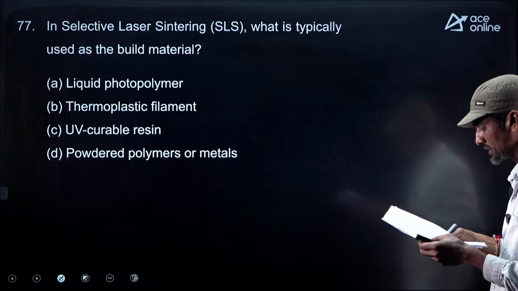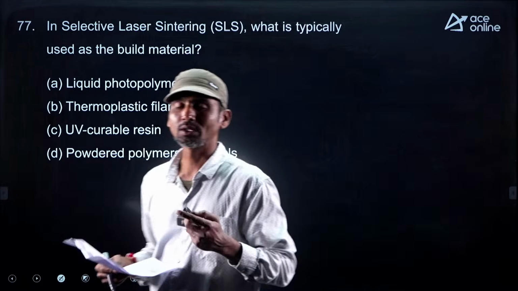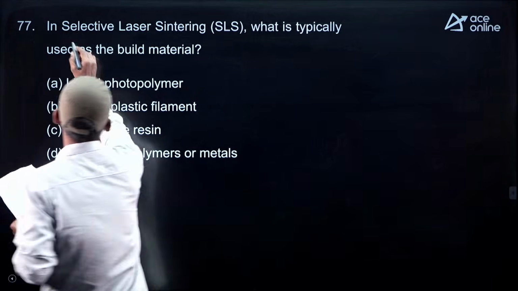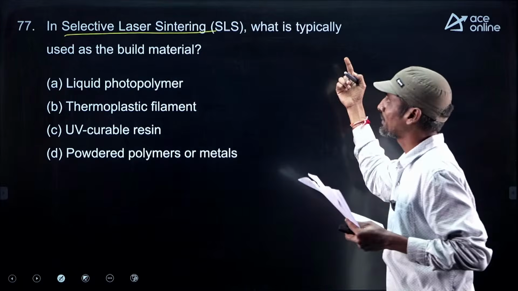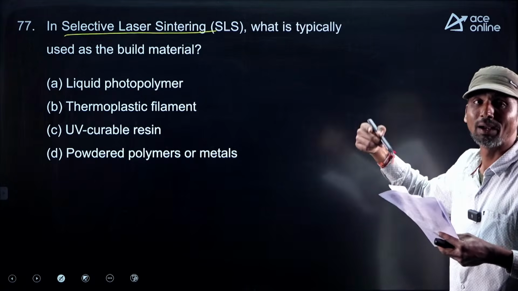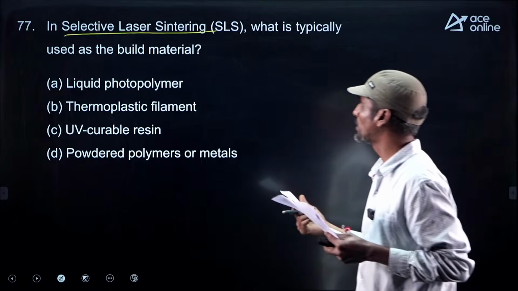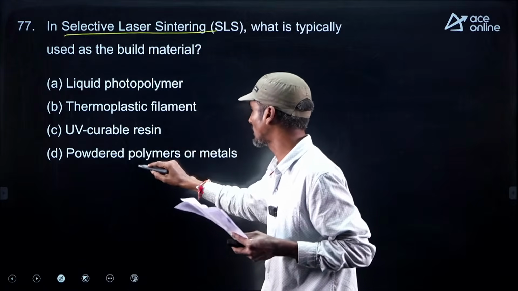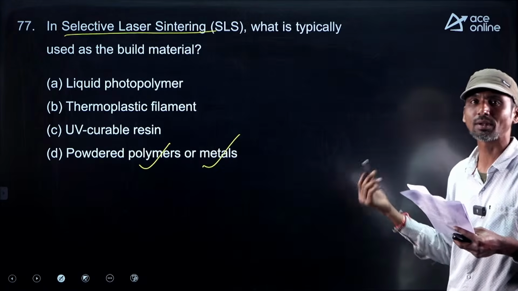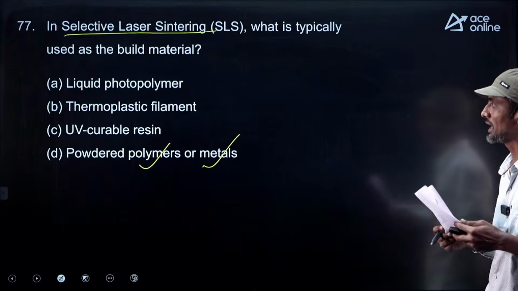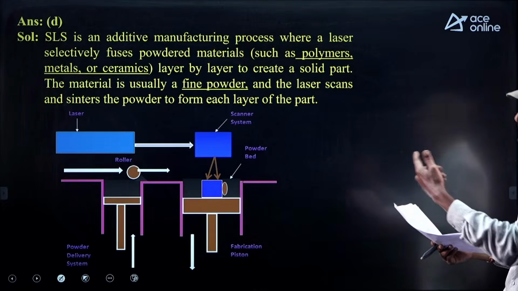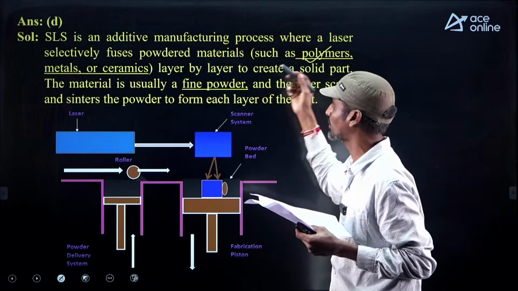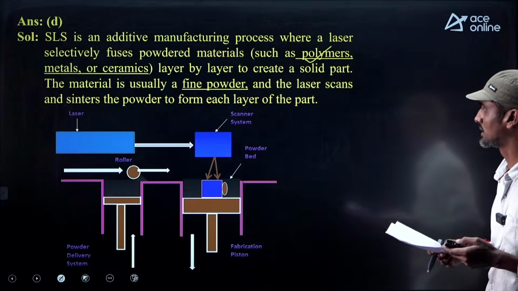After that we have the next question, 77, which is related to the additive manufacturing process, that is SLS, selective laser sintering. What is typically used as the building material? Here we basically use powder materials, which may be polymer based, or metals, or sometimes ceramics. As we recapitulate the same concept, the building materials for these processes are polymers, metals and/or ceramics.